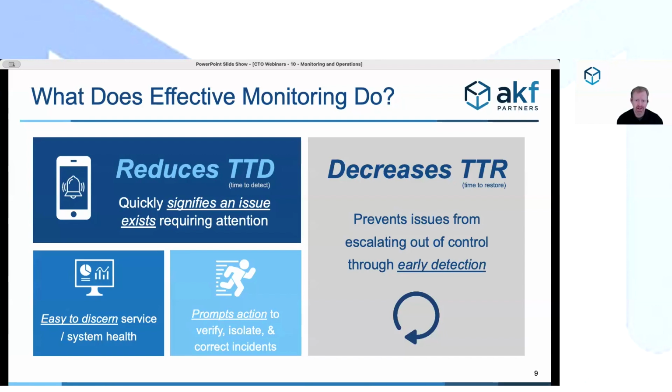The monitoring helps you in several aspects. So one is time to detect, TTD. So you identify an issue before it becomes bigger. It also decreases time to restore, and that's the combination, and it makes it easier to identify where there's an issue, and it makes it easier to isolate and correct things.